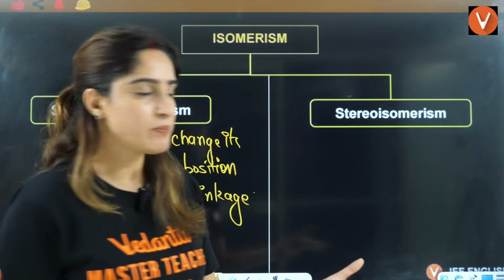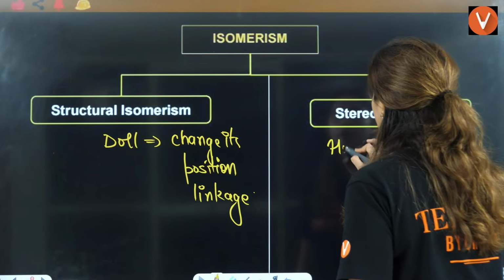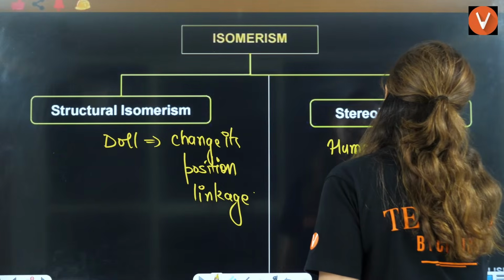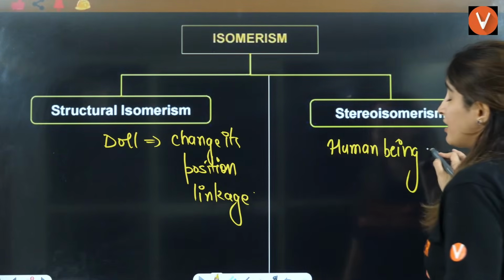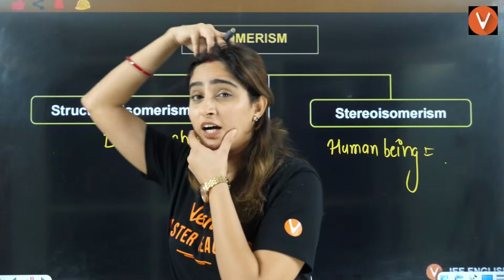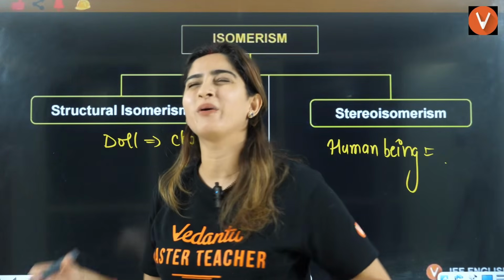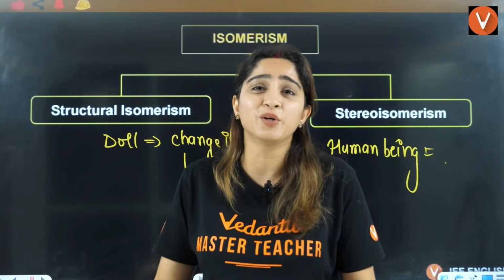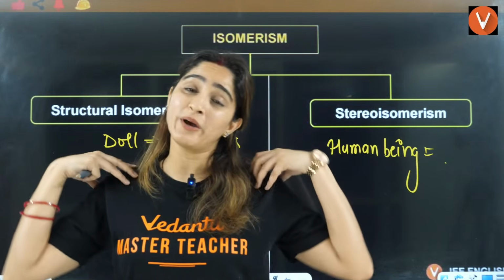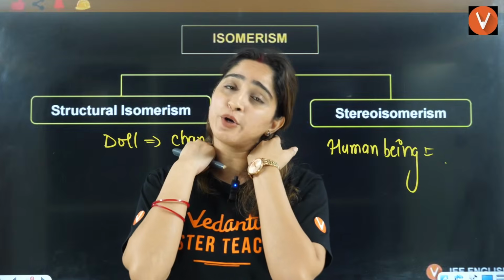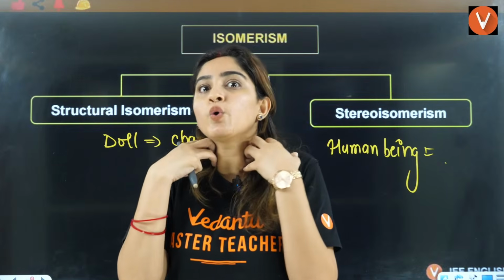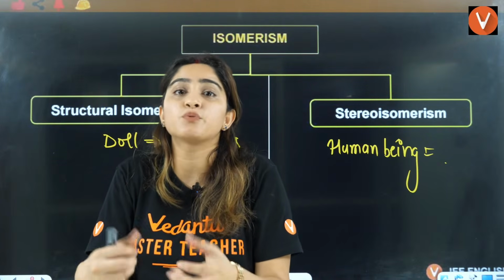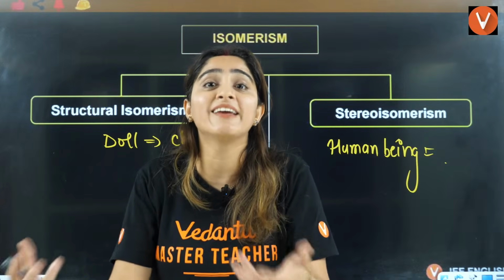But with a human being, you can't say, oh my god, my head is paining a lot, I'll just twist this head and take it out today. Or, my arm is paining a lot, let's twist this arm and take it out. You can't do that. All you can do is rotate it like this. So you can't change the position, you can't change the linkage of your body.